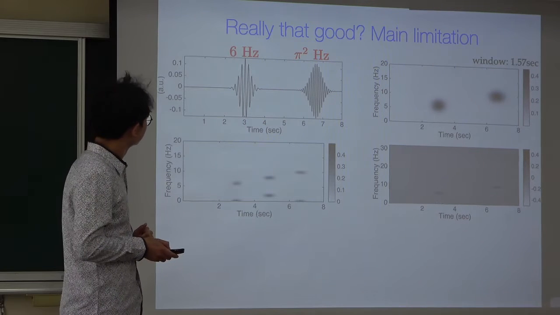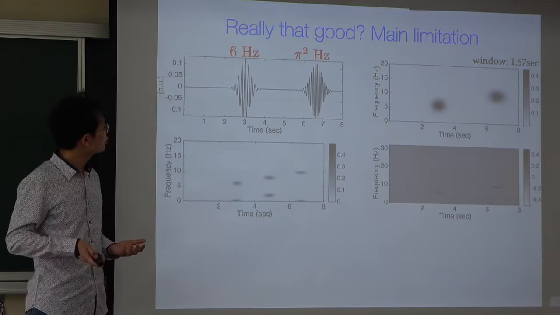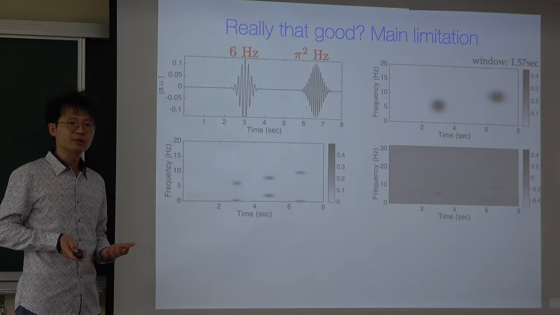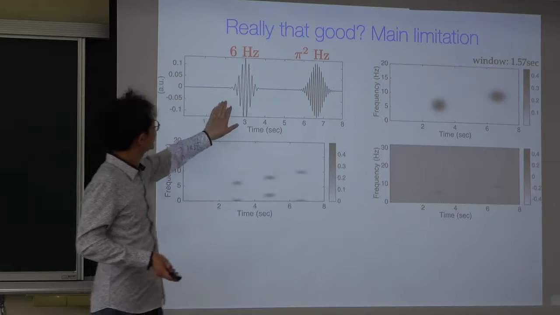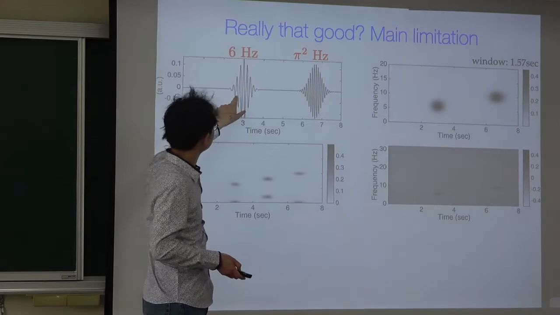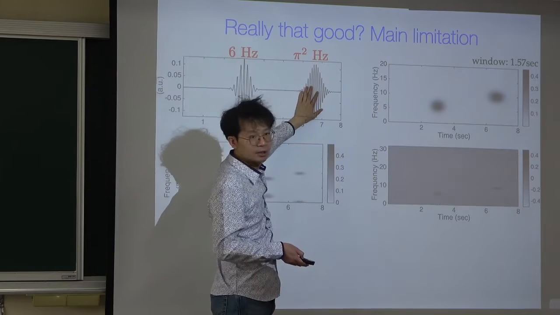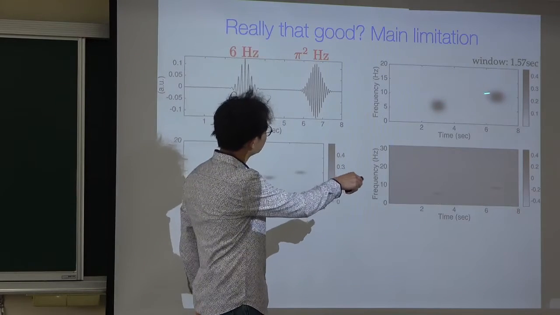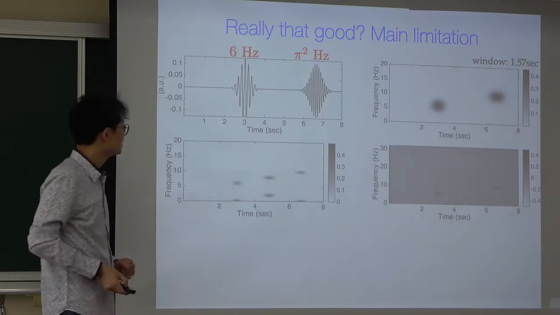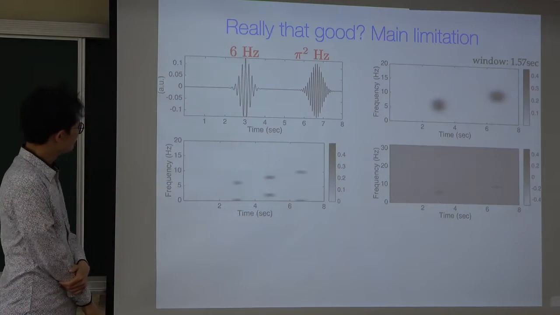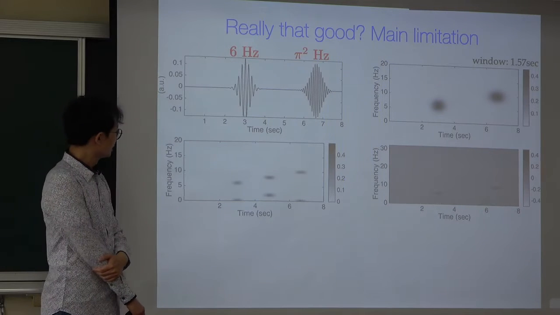But the question is, is it really good? Is it really what we want? Turns out, not really, unfortunately. For example, I give you a signal which oscillates at 6 Hertz in the beginning and at pi square Hertz in the second half. And this is the short time Fourier transform, where you get two blobs. Not bad, isn't it? But if you take a look at its Wigner-Ville distribution, what do you see?